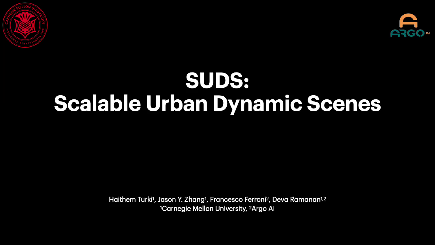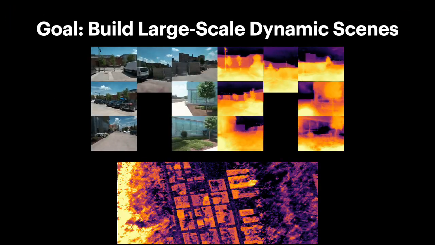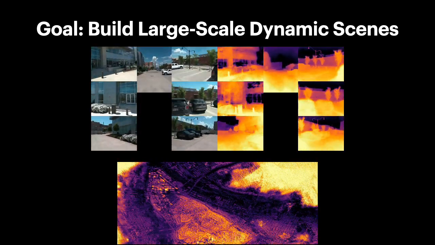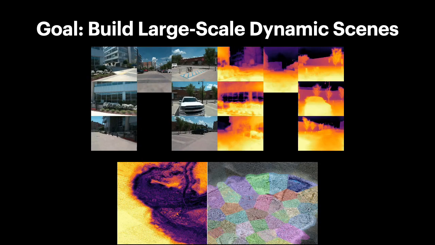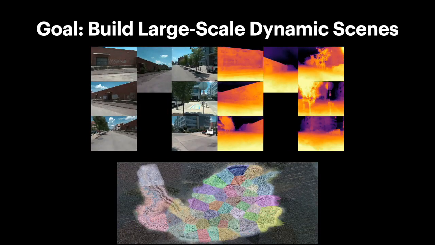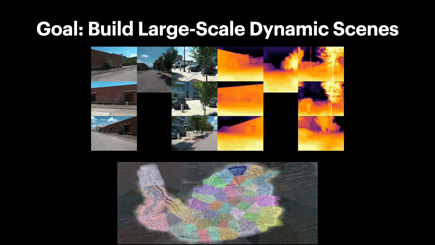We present SUDS, a method for building scalable 3D representations of dynamic urban scenes. We extend neural radiance fields to build 3D representations of large-scale dynamic scenes using input videos taken at different times. Prior work tends to reconstruct single video clips of short duration, as existing methods often scale linearly with the number of moving objects and input videos.